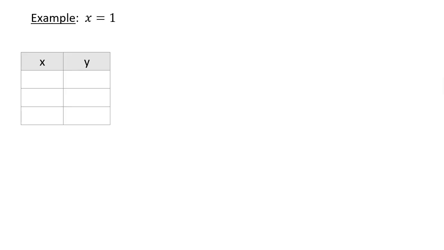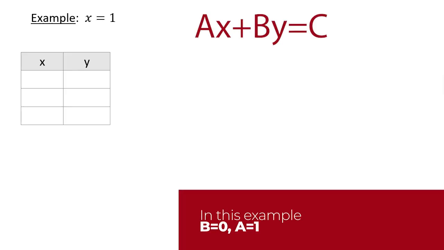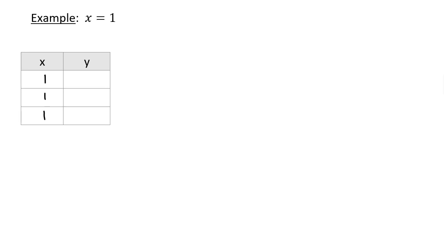In this example, B does equal 0, so we just have 1 times x equals 1. That means x is always 1. The x value is always 1. But the y value could be anything. So we could do y equals -4. So that would be the point (1, -4). We could do y equals 0. So that would be the point x is 1, y is 0. Or we could do +4. That would be the point (1, 4). And then we can use those points to graph the line.